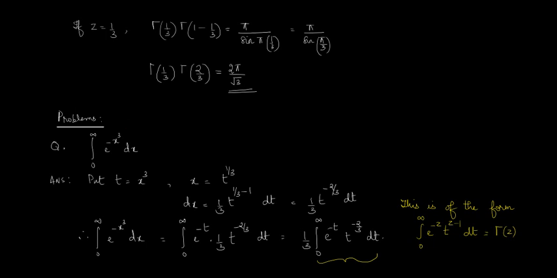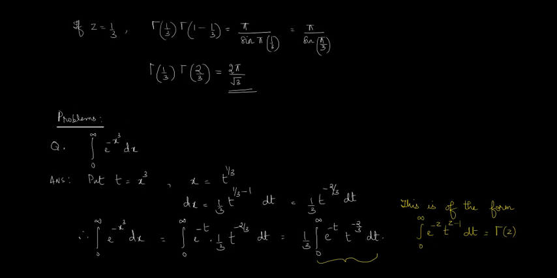using gamma function. Suppose you have an integral e raised to minus x cube dx. You can solve this in different ways. You might already have learned several ways to solve such integrals during your plus 2. We will now solve it using gamma function. For that, initially just make a substitution t equal to x cube.